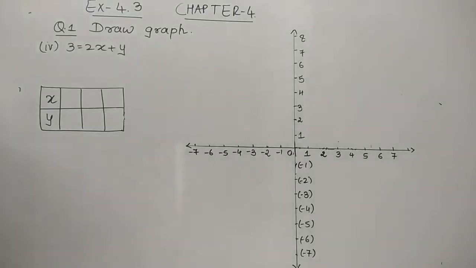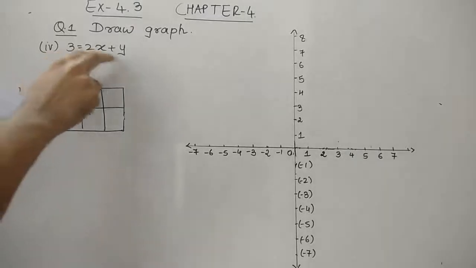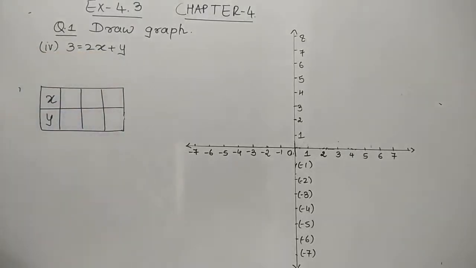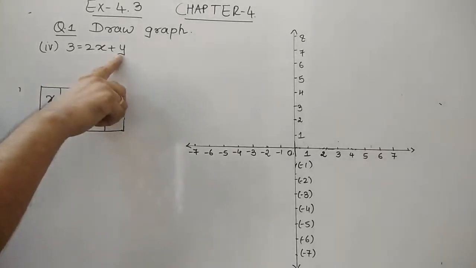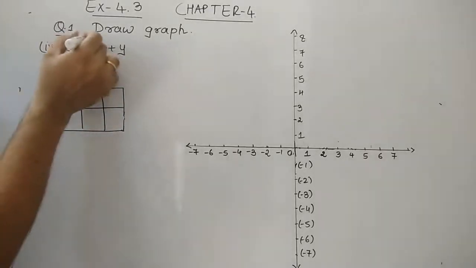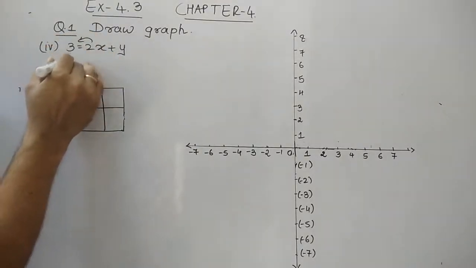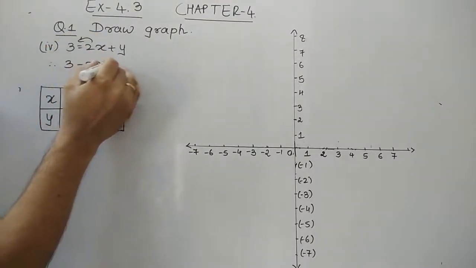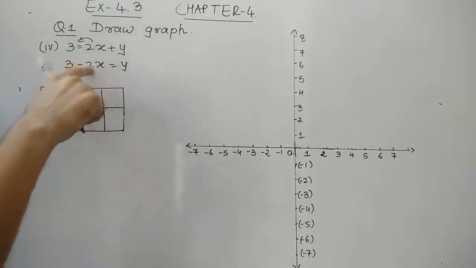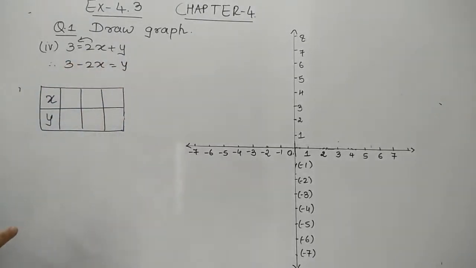Let us do one more question. That is the fourth of question number 1. 3 is equals to 2x plus y. So here both the variables are on the right hand side. As we discussed earlier, we have to make one variable the subject, and the variable should have the smaller coefficient. So here the coefficient of y is smaller, so I'll take this 2x to the opposite side. So it becomes 3 minus 2x. 2x becomes negative because we are taking that term to the left hand side.